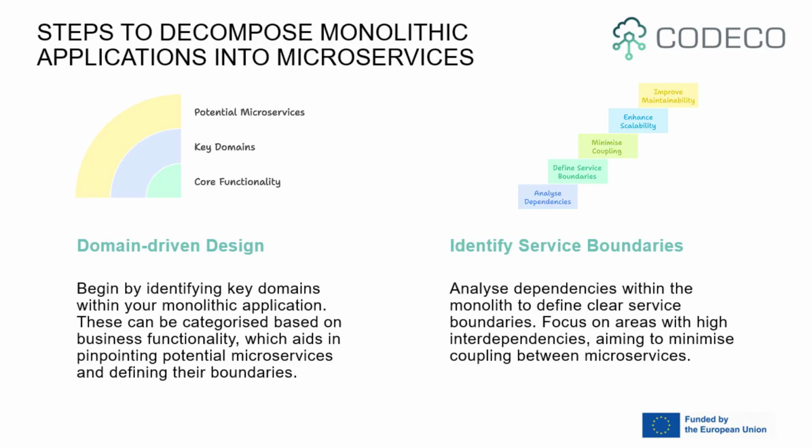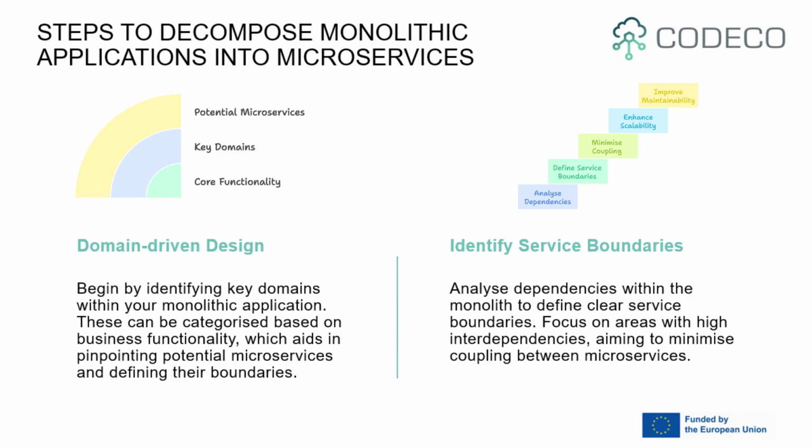Decomposing monolithic applications into microservices requires careful planning and a step-by-step approach. Here are the key steps to follow. 1. Domain-driven design. Start by identifying the key domains within your monolithic application. Domains can be categorized based on business functionality or bounded contexts. This step helps to identify potential microservices and their boundaries.